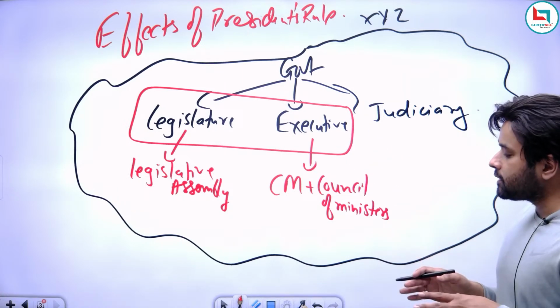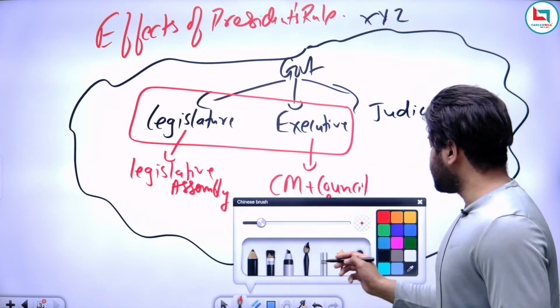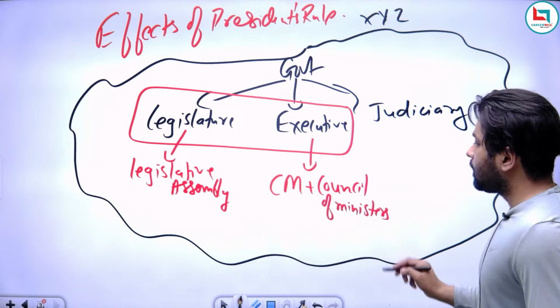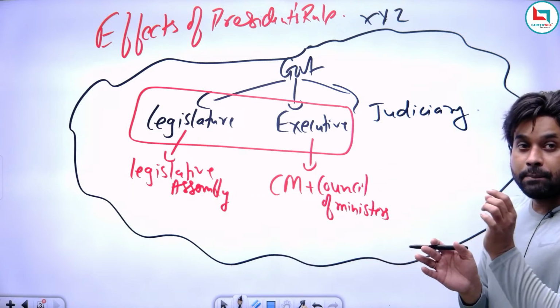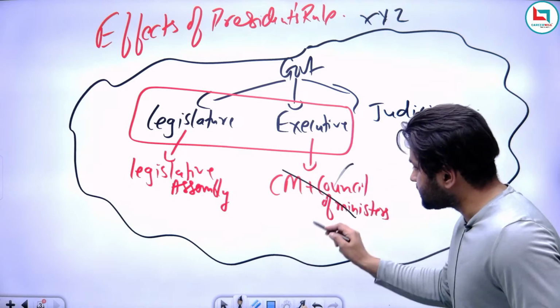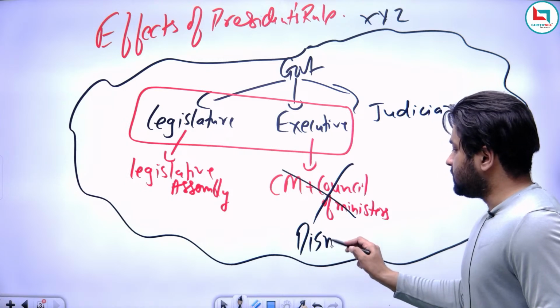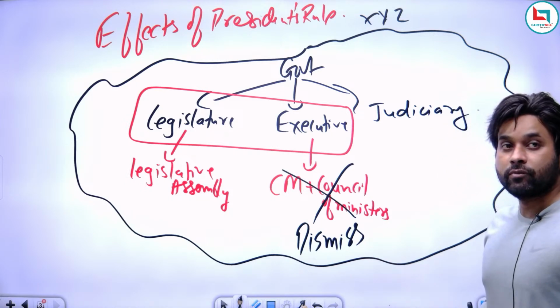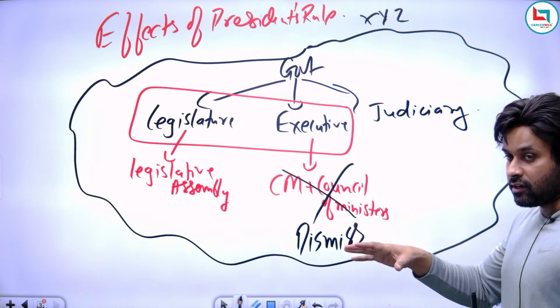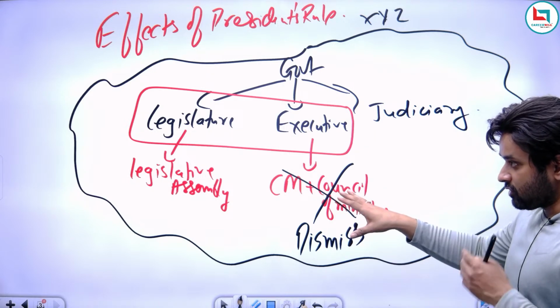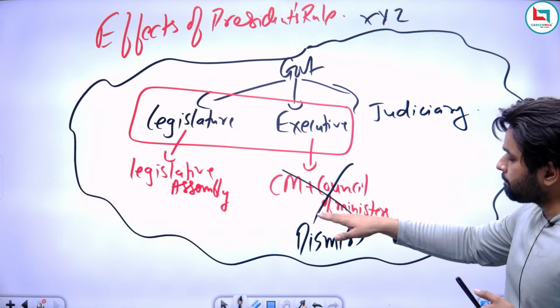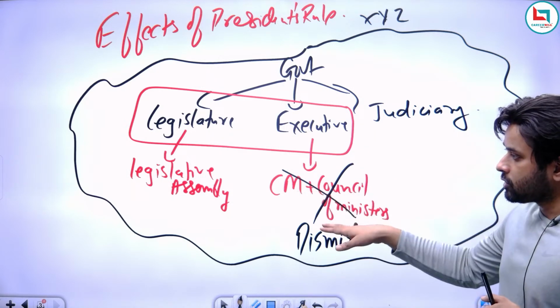Now whenever president's rule is imposed on a state, what will happen? During president's rule, the president is going to dismiss the chief minister and council of ministers. So now I have started the effect of president's rule. The first effect of president's rule is that the president is going to dismiss the council of ministers.